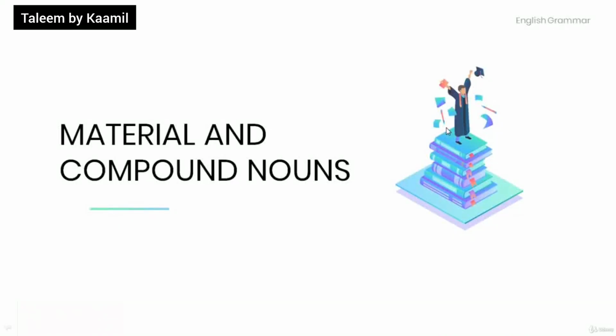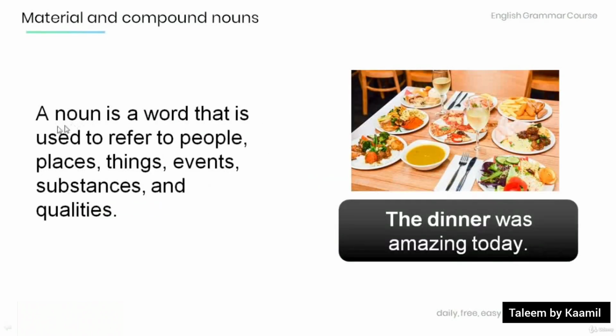Welcome to this tutorial. Today we're going to talk about material and compound nouns. Remember that a noun is a word that is used to refer to people, places, things, events, substances, and qualities. Now have a look at the example over here. The dinner was amazing today. In this sentence, the dinner is a noun, and it is used to refer to a thing.